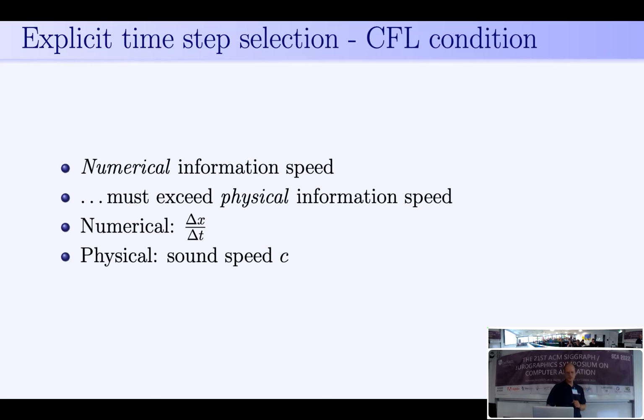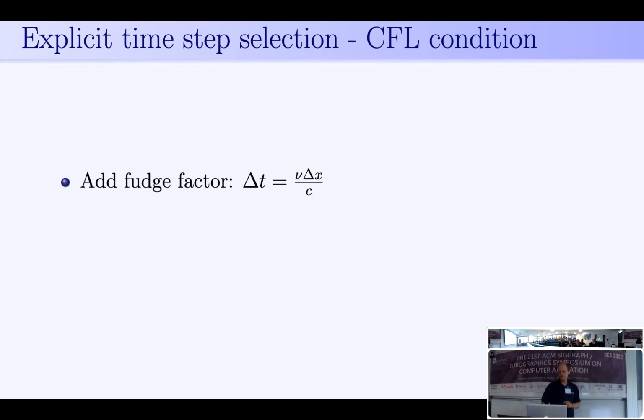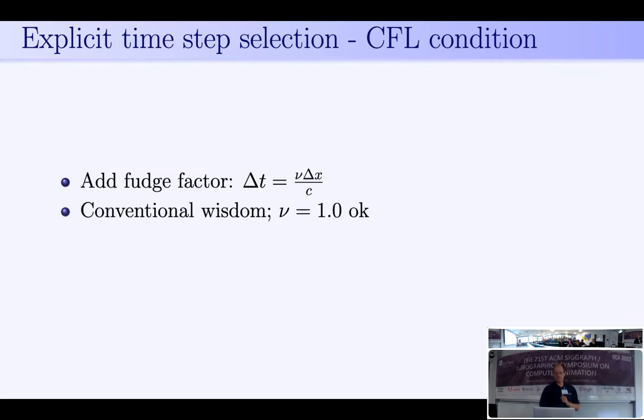Yeah, that's instability. Typically with a mesh, you calculate it as saying that I transfer one grid cell per time step. Physically, the information speed is usually the sound speed. We can solve this for time. Typically, we'll throw in a little fudge factor. Here it's nu, that's the CFL number. Conventional wisdom says that this is going to be 1.